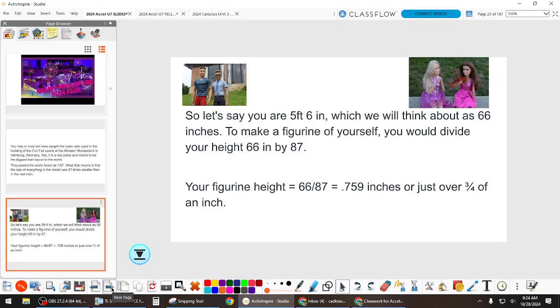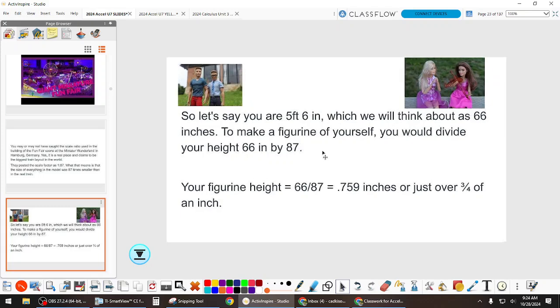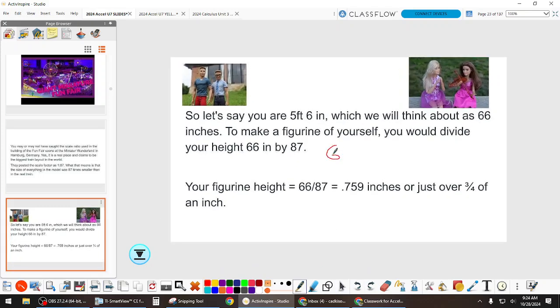Okay. So if you're 5'6", is anybody 5'6" in here? We have some of you that are probably close. We will think of that as 66 inches. So if we divide that, or do 66 times what? Remember we said scale factor is multiplying.